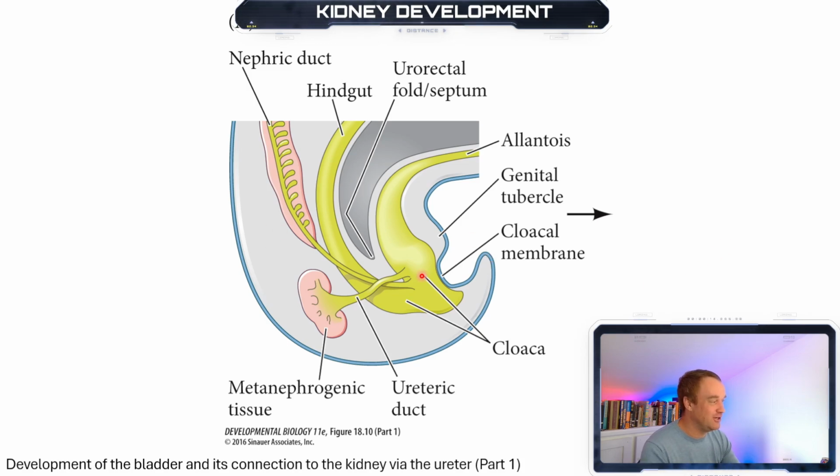Lower down the urinary tract, we get the development of the bladder. And this is connected via the ureter, not the uterus, as my failing eyes was stating earlier.